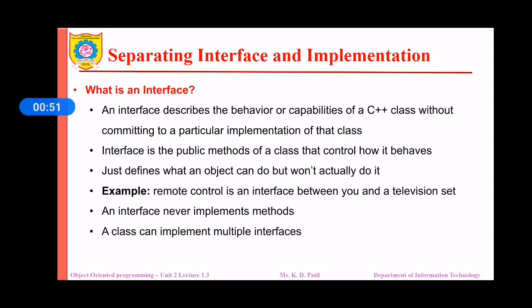An interface describes the behavior or capabilities of a C++ class without committing to a particular implementation of that class. Interface is a public method of a class that control how it behaves. Interface just defines what an object can do, but it does not actually do it.